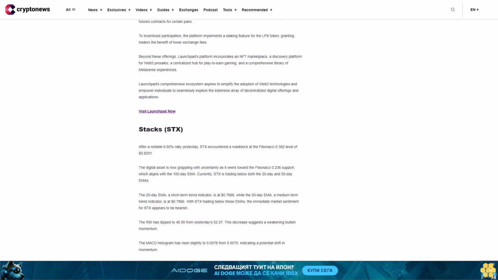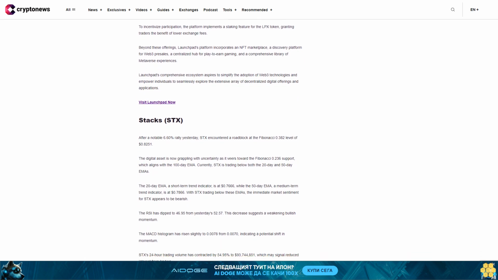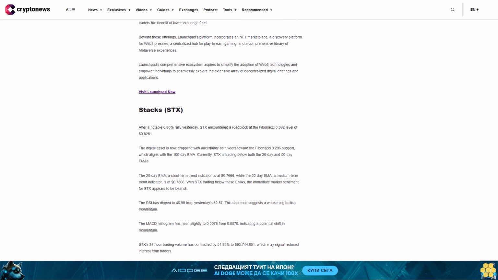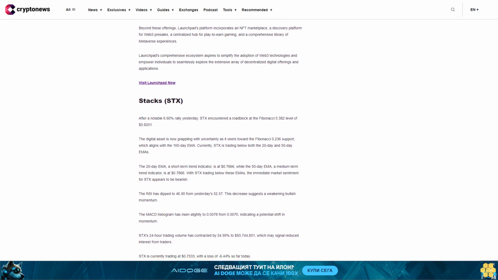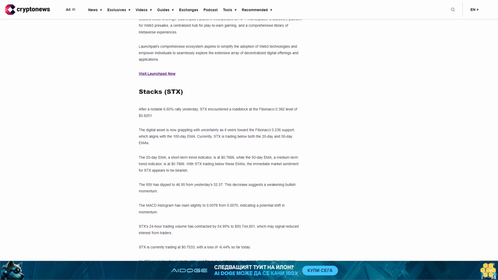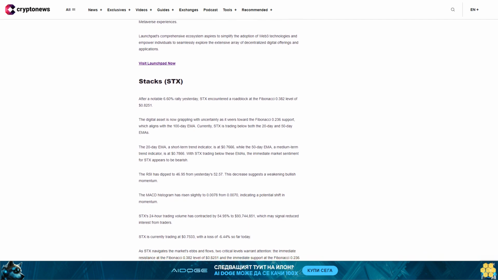As SDX navigates the market's ebbs and flows, two critical levels warrant attention: the immediate resistance at the Fibonacci 0.382 level of 8,251 cents, and the immediate support at the Fibonacci 0.236 level of 7,987 cents.